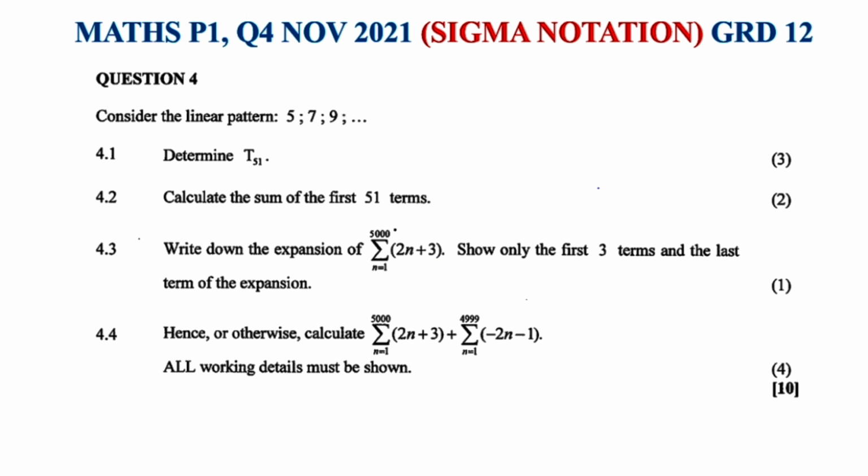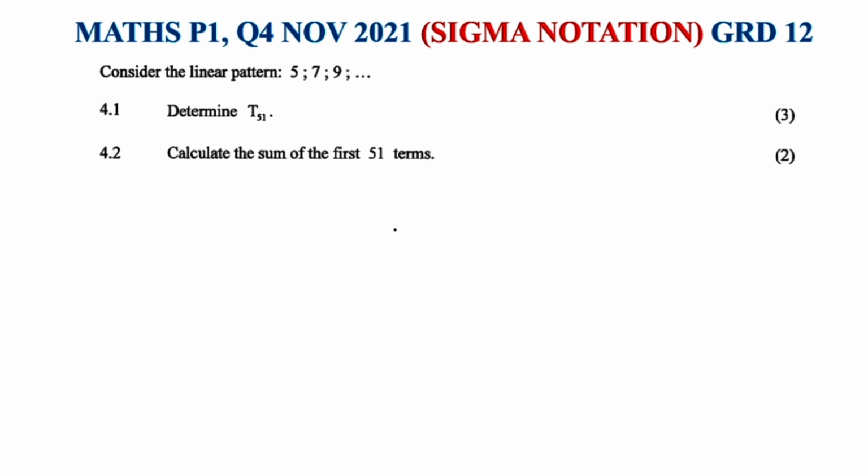Okay, 4.1 says: consider the linear pattern 5, 7, 9. The first question asks: determine the 51st term. We need to first check which sequence this is. 7 minus 5 gives us 2, and 9 minus 7 will give us 2 as well. So therefore this will be an arithmetic sequence.